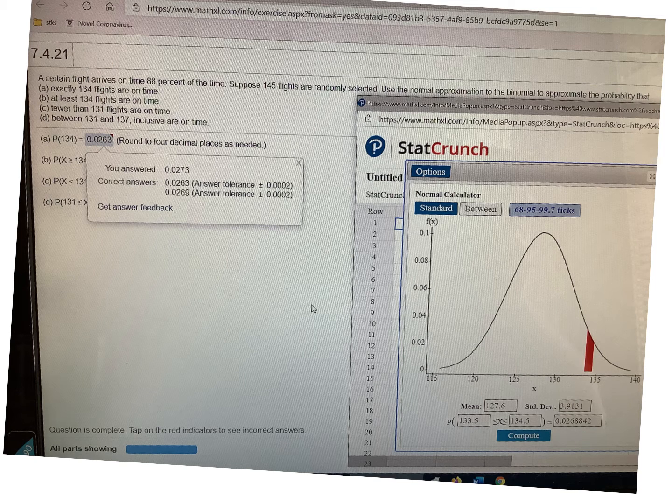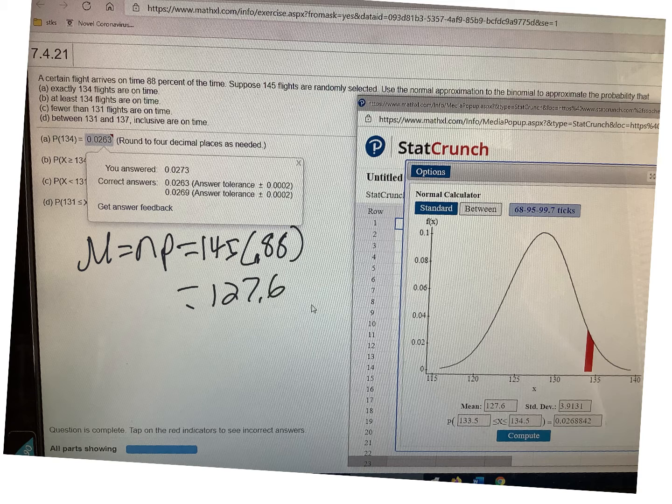I guess you got to calculate the mean and stuff first. The mean is n times p. Let's see how many flights were there. 145, and 0.88 is p. And I gotta calculate that as 127.6.